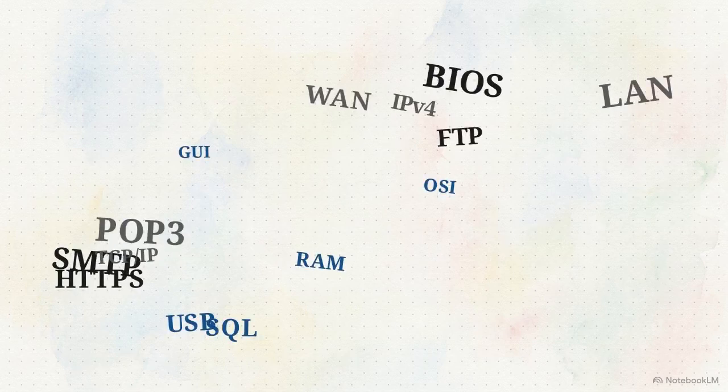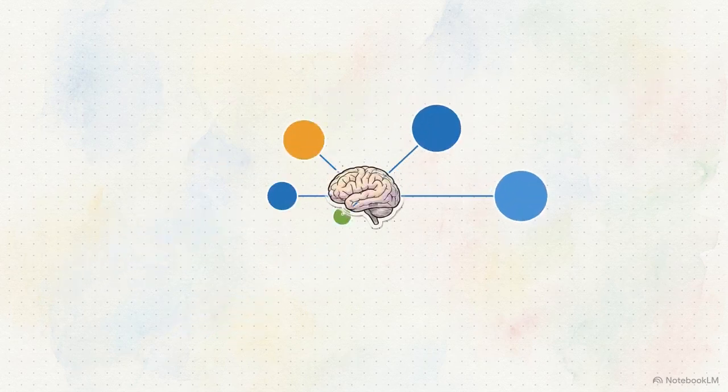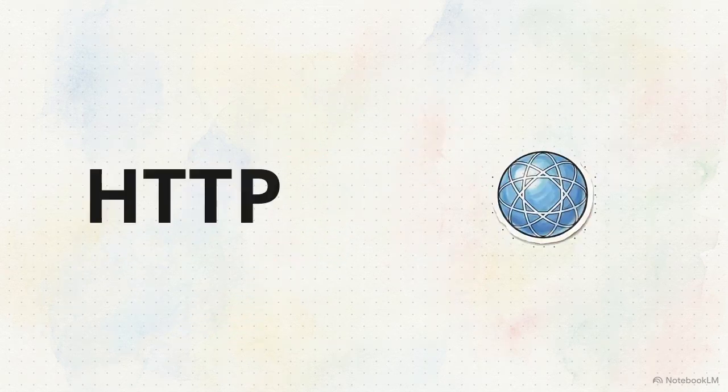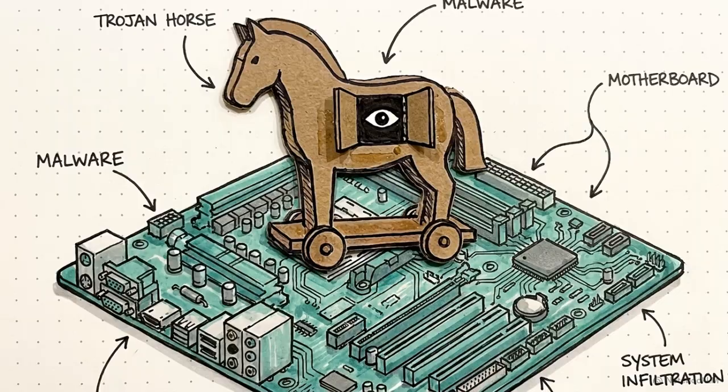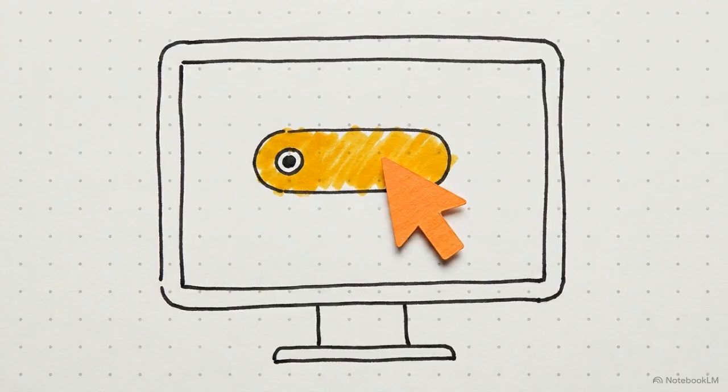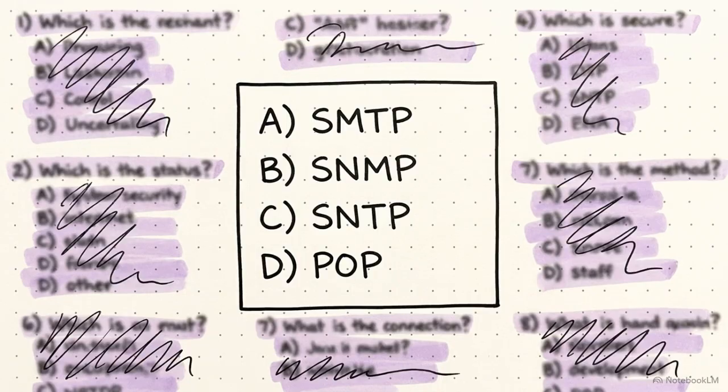Instead of traditional rote learning, we are going to rebuild how you visualize this data. Word associations for networking protocols, physical mapping for keyboard shortcuts, and character-based traits for malware. These methods are designed to ensure you recognize the correct answer the moment it hits the screen. Let's start with Internet protocols.